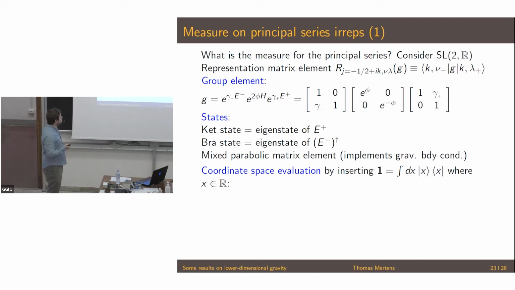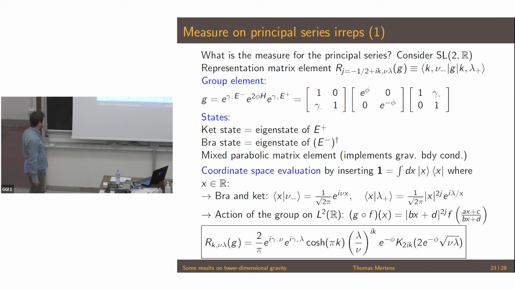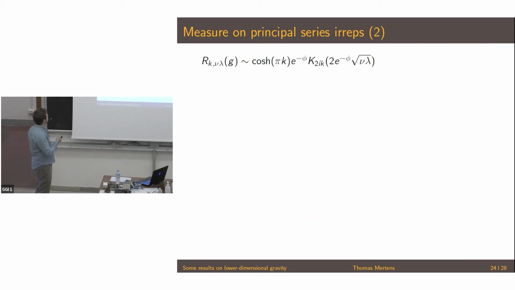Well, you can just do a coordinate space evaluation by inserting a complete set of states in an X basis where X is a real number. And in this coordinate basis, these bra and ket wave functions, of course I'm not going to show you the details here, but they're just given by plane waves and some sort of inverted plane waves if you want. And in this coordinate basis, the action of the group element on functions of X is given by this type of formula, a well-known formula in representation theory. And then you can in the end just do the X integral and you find this rather complicated looking expression. So let me retake it on the next slide and strip off all the pieces that are not important.